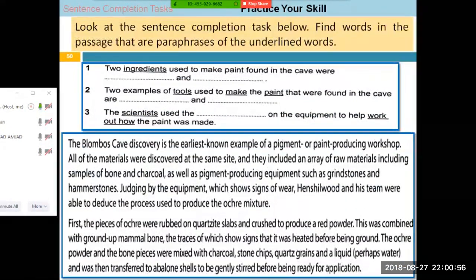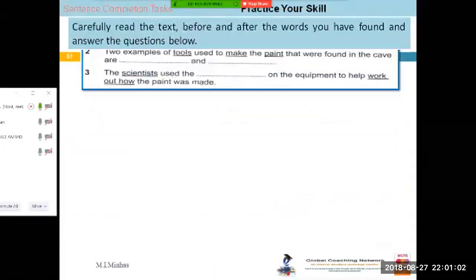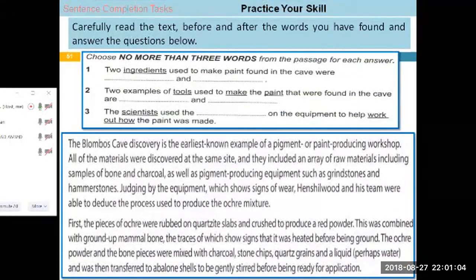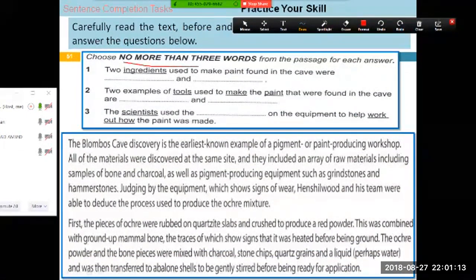Okay, now I want you to have a look at these questions. Let me directly jump to the question form. Choose no more than three words from the passage. Can you see this limit? Choose no more than three words and try to fill in these gaps. That means complete these sentences, a sentence completion task. Two ingredients used to make paint found in the cave were dash and dash. Good luck to all of you.